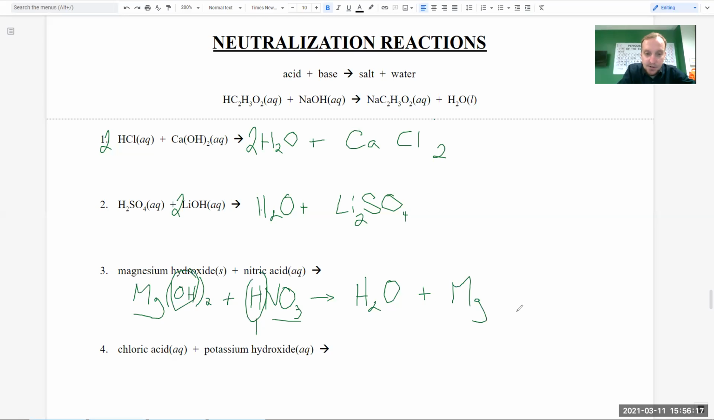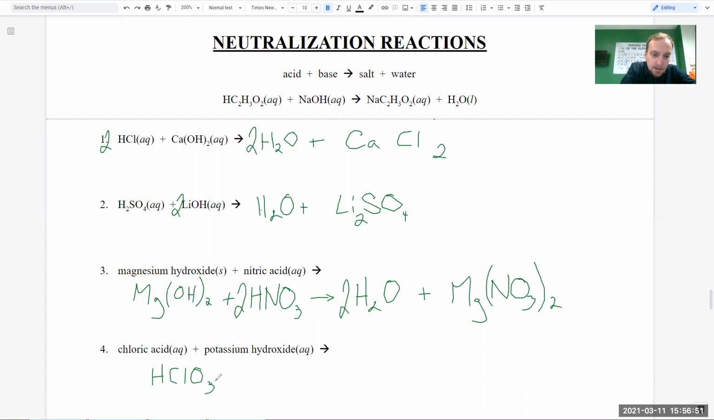Magnesium is the metal. It's going to go first. NO3 goes last. Magnesium has a charge of 2, like I said before, so we need parentheses 2, and nitrate has a charge of -1, so it's just Mg(NO3)2. To balance this, just to be thorough, we have 2 hydroxides, meaning we're going to need 2 waters, and if we have 2 waters, we're going to need 2 nitric acids, and that should be balanced, and it is.